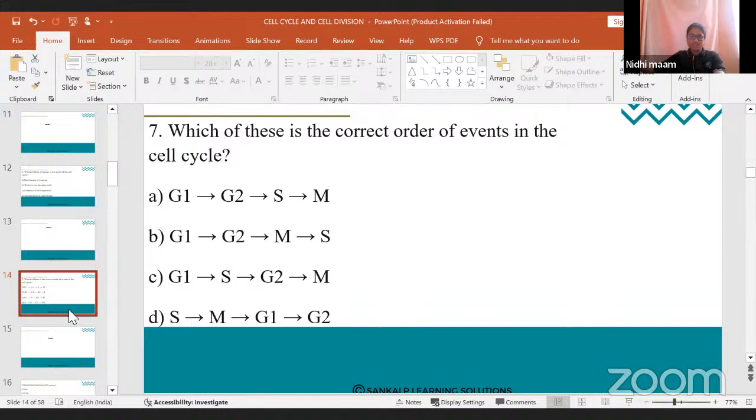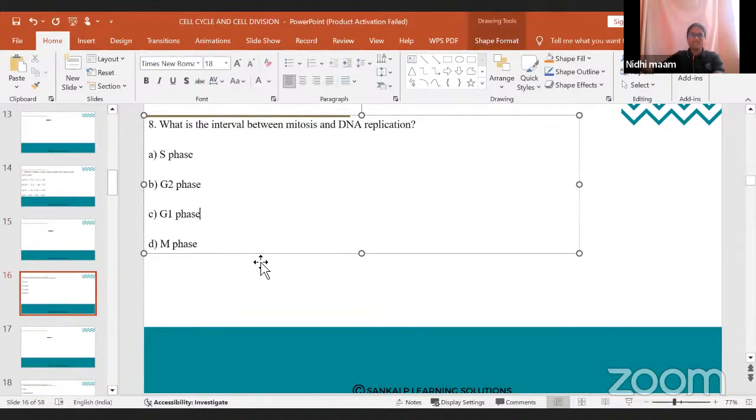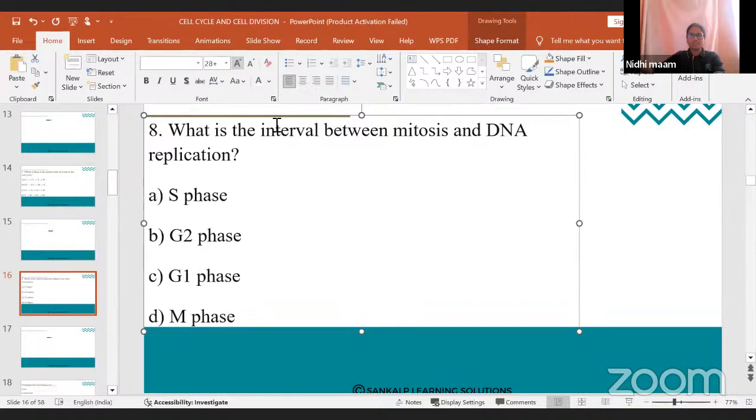Next question is like this. What is the interval between mitosis and DNA replication? A is S phase, B is G2 phase, C is G1 phase, D is M phase. What is the interval between mitosis and DNA replication?